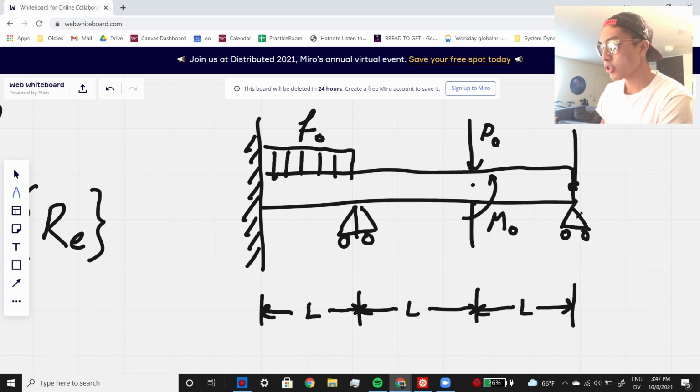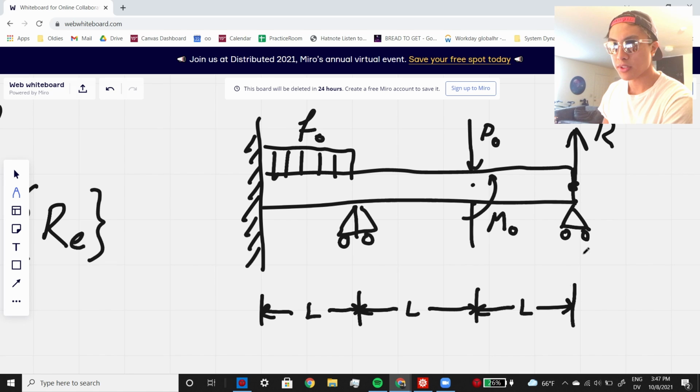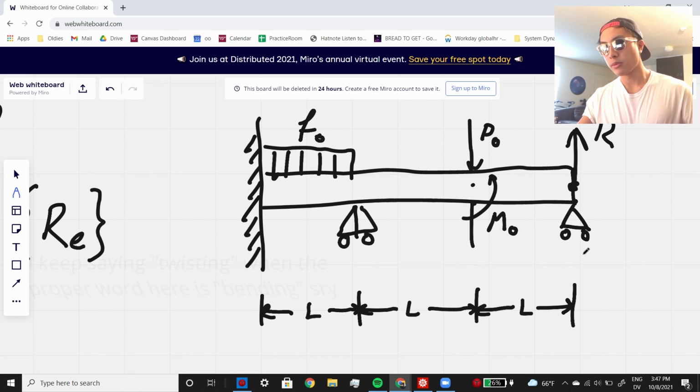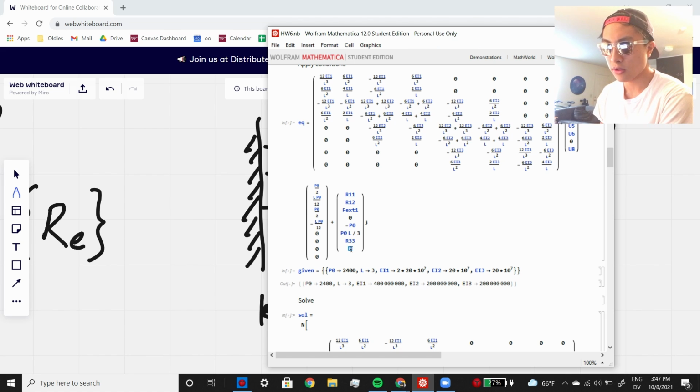There's going to be a reaction because this roller restricts it from going downwards. However, there's nothing resisting the beam from twisting, so there will be no reaction moment. There's nothing to resist the twisting of the beam, so it'll just twist freely. From that, we can say that the reaction moment is 0 at that node, and that's why there's a 0 here. And there is not a 0 here. There's the R for the third element, third node. Yes, third node.